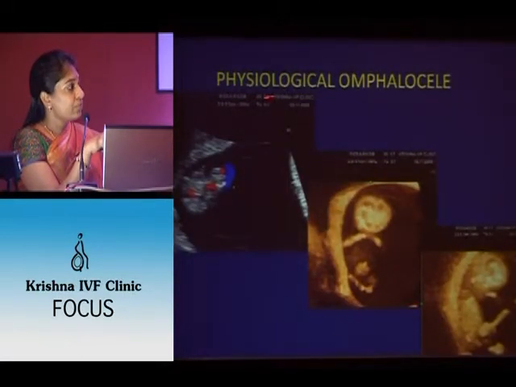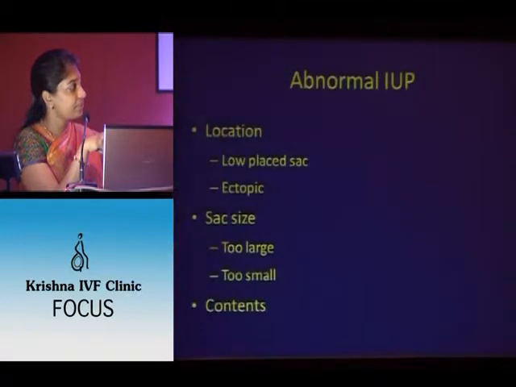Again, we see the omphaloceles. To say what is a physiological omphalocele, the CRL should be less than 48 millimeters. If it is less than 48, that fetus is less than 11 weeks. Then you can see the cord insertion at the tip of the omphalocele sac, and even the color Doppler shows it at the tip, and the diameter should be less than 5 millimeters.